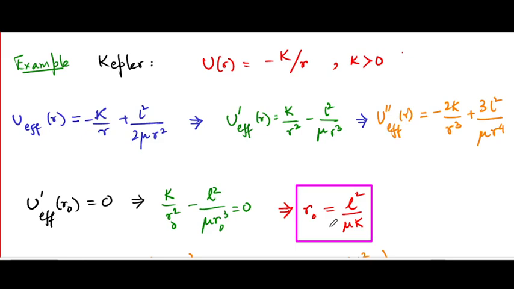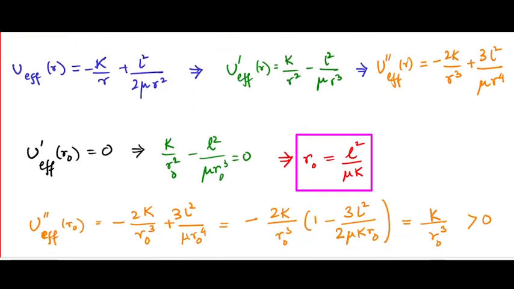Eccentricity is rather low. However, we do not really need to know the exact shape of the perturbed orbit to find out the time it takes for the radial oscillations. All we need to do, of course, is to calculate the second derivative of U effective at R0. And if you do that, you just plug in R0 for R in this expression, you get minus 2K over R0 cube plus 3L square by mu R0 to the power 4. And taking the minus 2K by R0 cube common out, you get this expression within the brackets.